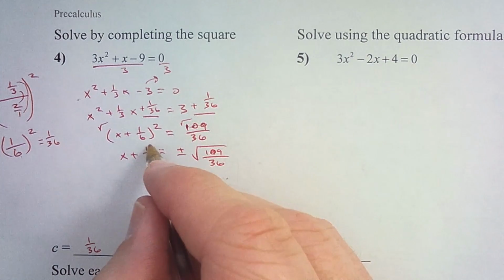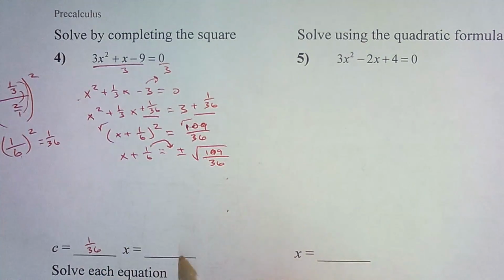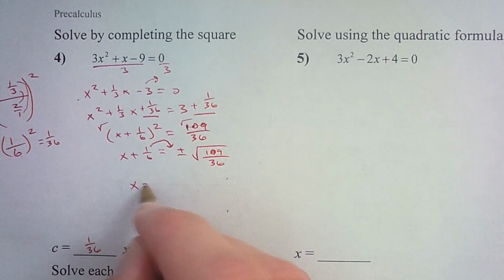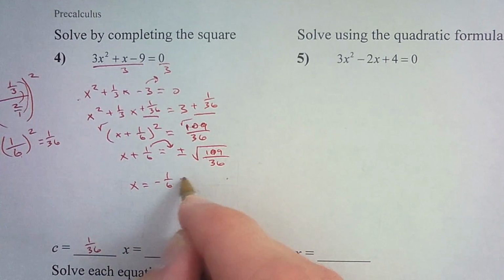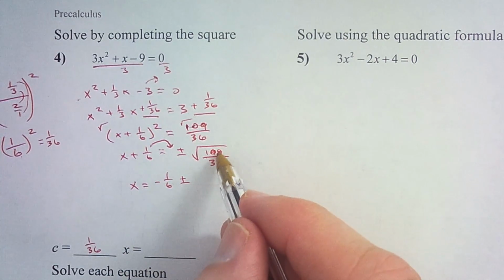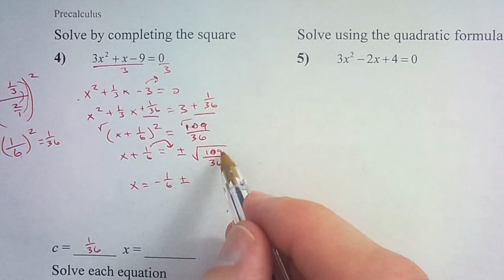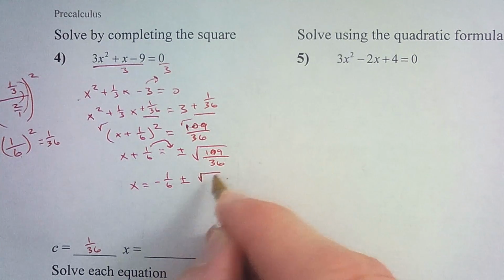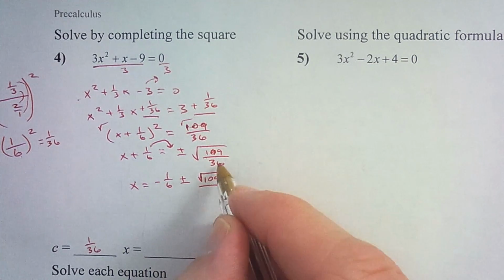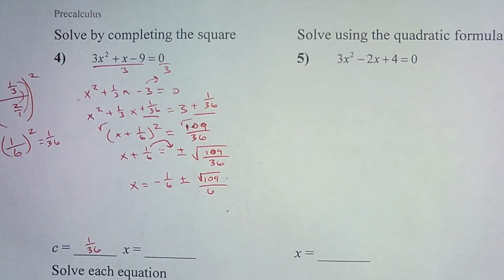Then I will move this 1/6 right here. So x equals negative 1/6 plus or minus. 109, there are no square numbers that go into 109, so that's just going to stay the square root of 109. The square root of 36 is 6, so our final answer is negative 1/6 plus or minus square root of 109 over 6.